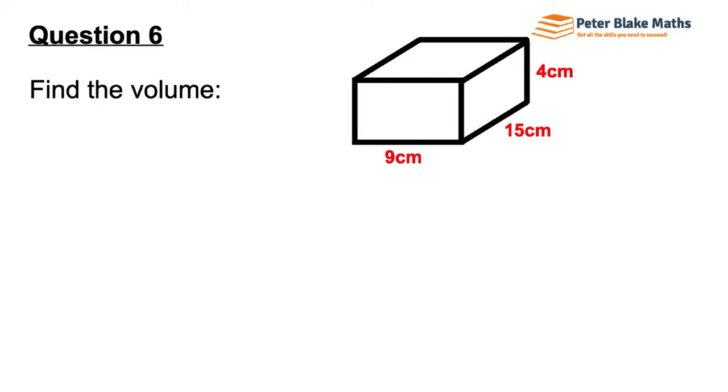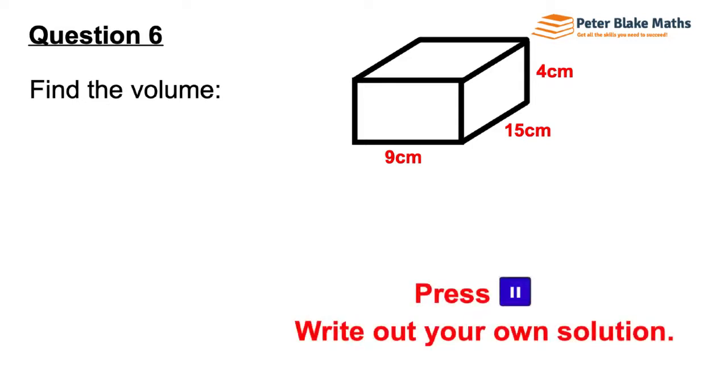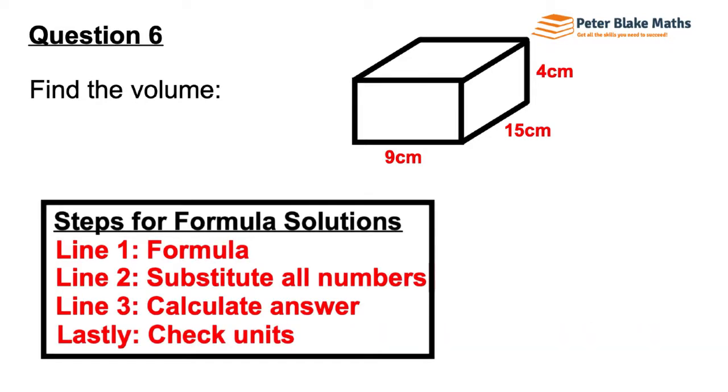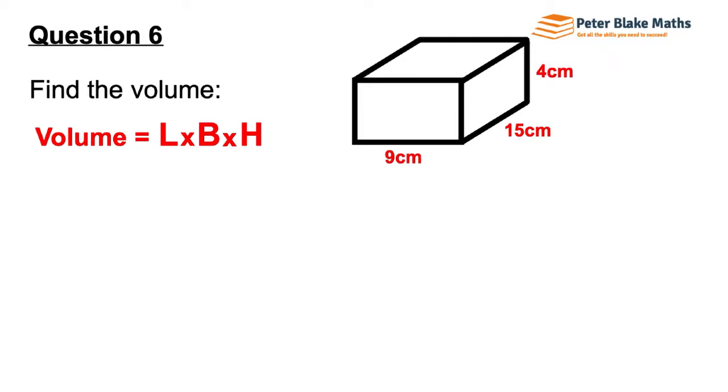Question 6. Find the volume. For steps for formula solutions, we have the formula on one line, we substitute all the numbers in underneath, we'll calculate our answer, and we'll double check our units. Volume for a rectangular prism here is just length times breadth times height. So here we go. Our length is 15, our breadth is 9, and our height is 4.